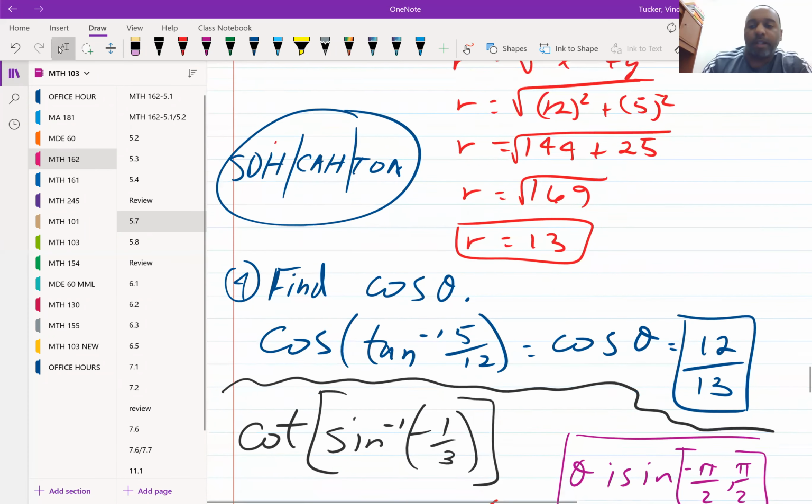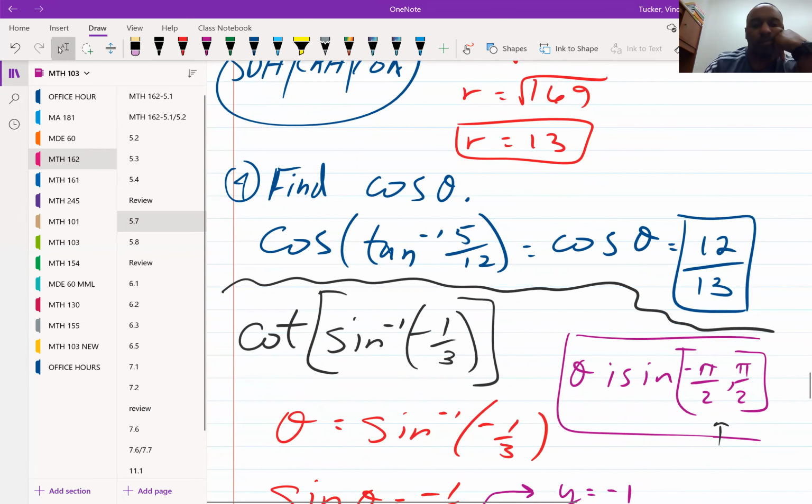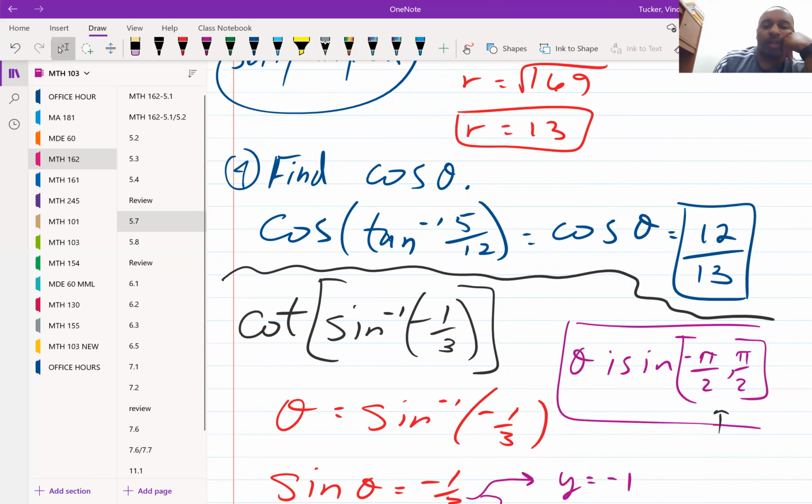All right, so let's try it again. So this time we're letting theta be equal to the inside of here, which is sine inverse of negative 1/3. All right. Going back to your definitions, or your domain of sine inverse. That's what we're leaning on this.